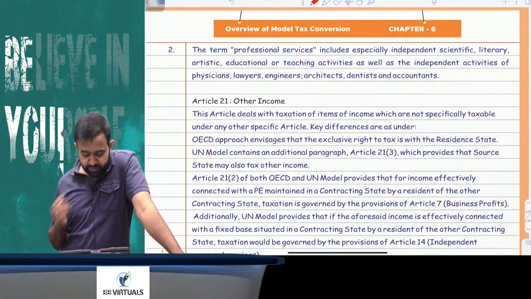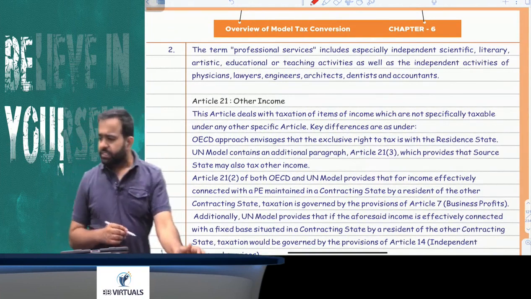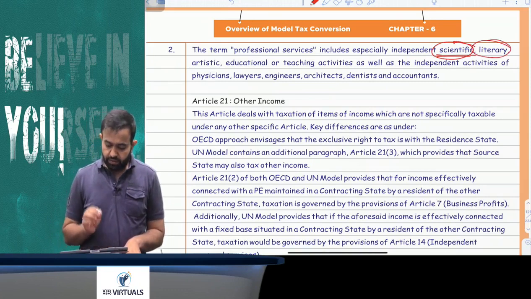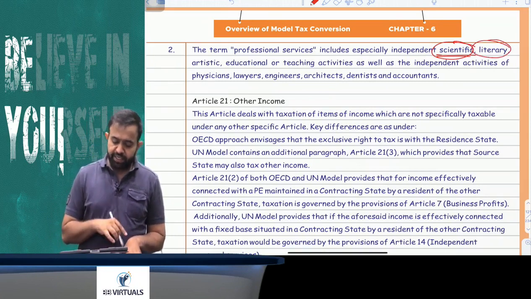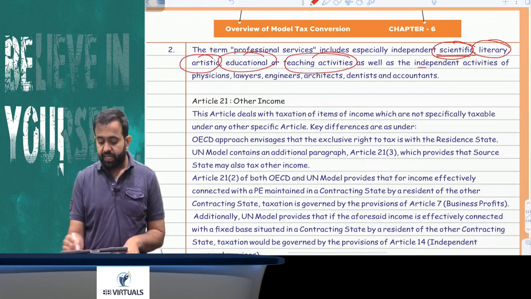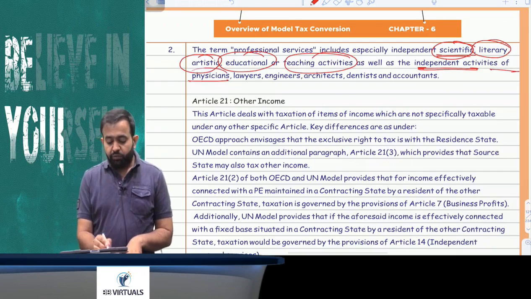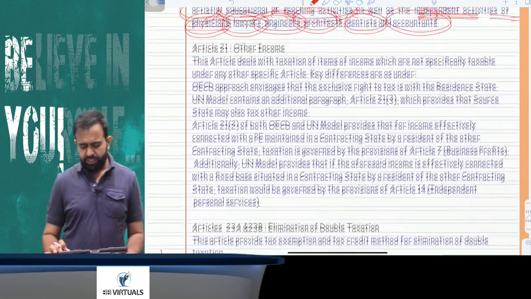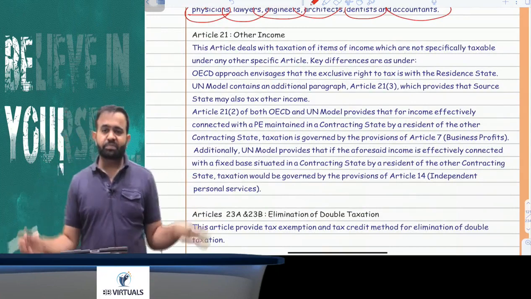Now here professional service includes specifically independent scientific, literary, artistic, educational service, teaching activity, as well as the independent activity of physician, lawyer, engineer, architect, dentist and accountant. Now the next part is other income.